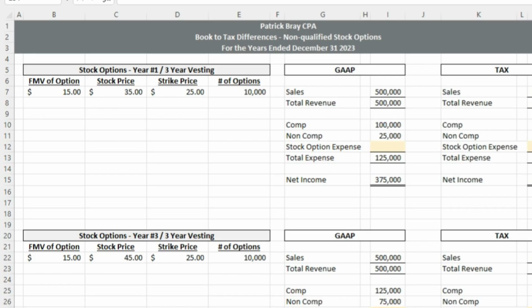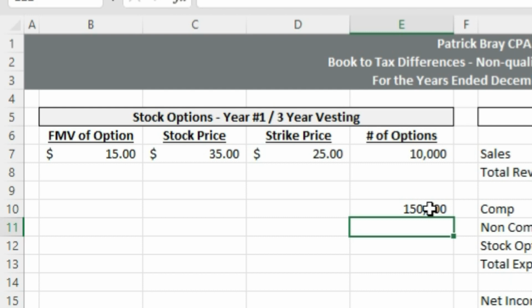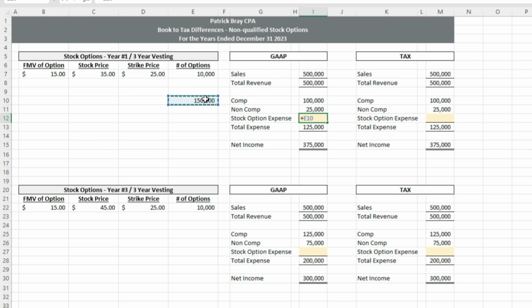So in this example, we have a 3-year vesting period. Our fair market value of the options that were issued is going to be $15 times 10,000 shares. We have $150,000 of options that have been granted that we need to amortize over the vesting period of time. With the vesting period being 3 years, it's going to be $50,000 a year of expense. So I'm going to take the $150,000 value, divide it by 3. I have my stock option expense from a GAAP standpoint of $50,000.